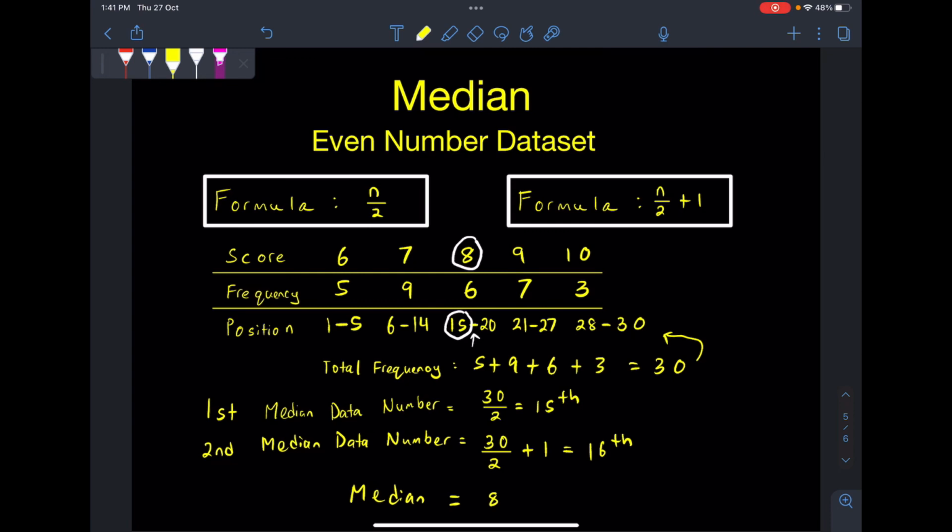So a couple of things to think about is that for your odd number data set, the formula is going to be n plus 1 over 2, and that's only one formula. But for even number data sets, you've got 2 formulas, which is your n over 2 and n over 2 plus 1. You will get 2 median data numbers, which you will then use to solve the question.